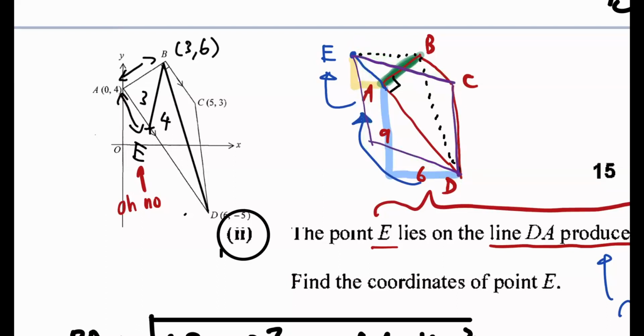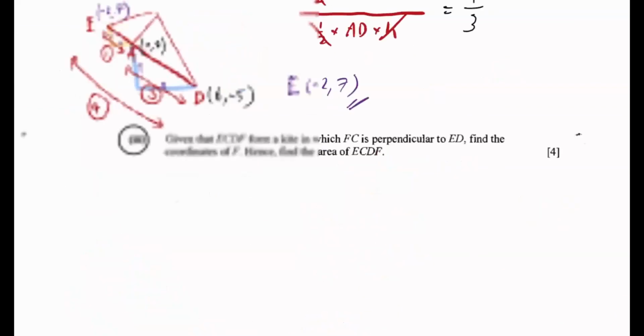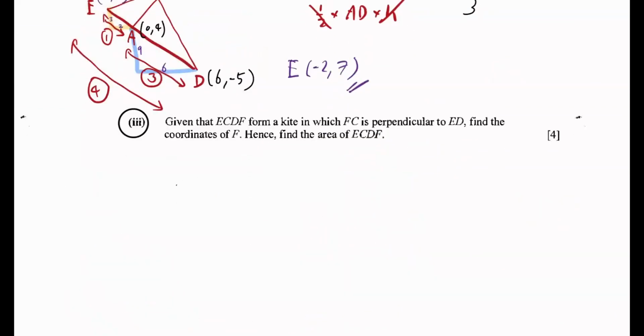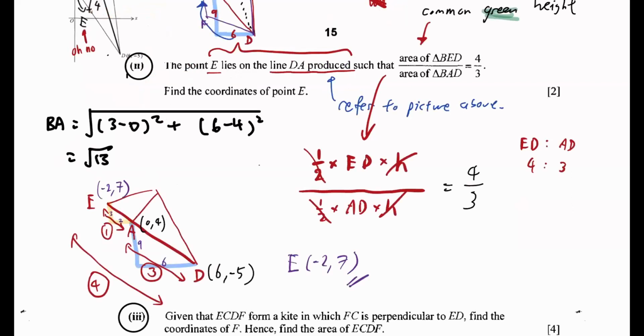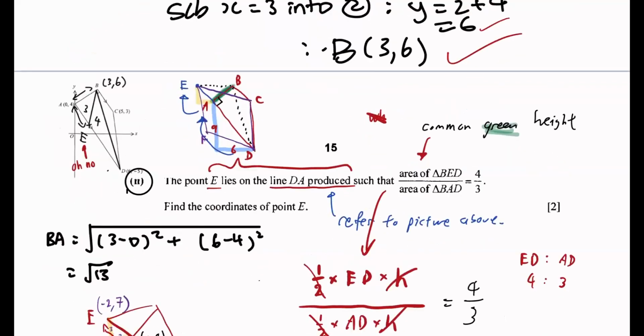Let's just plot that point F first. So let's read the question. What other hints did they give you? ECDF forms a kite. Okay, I should copy down this diagram first.